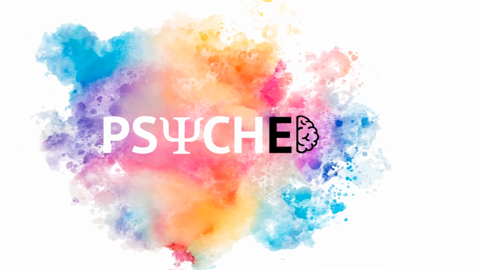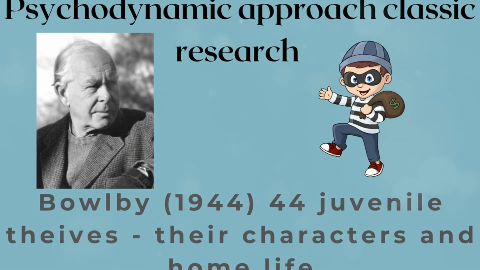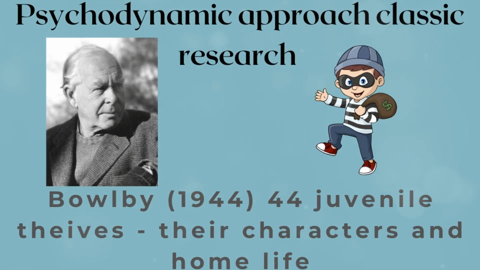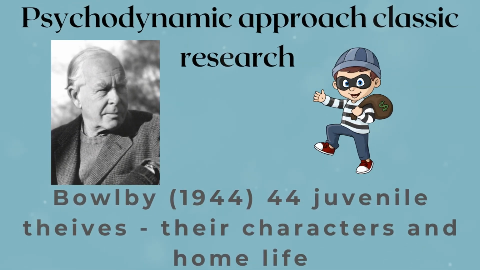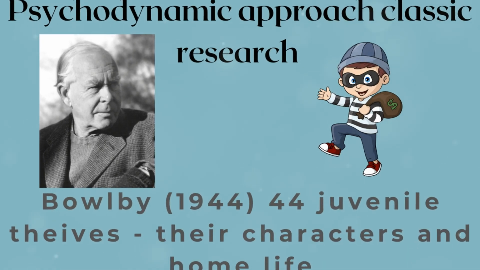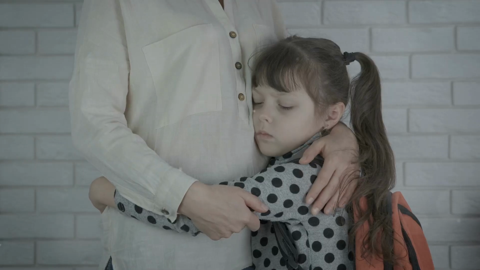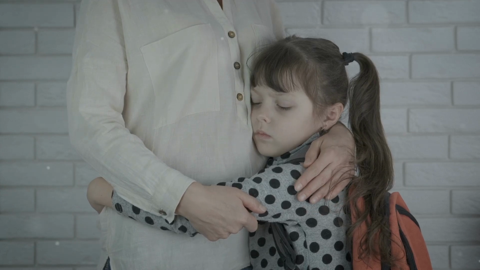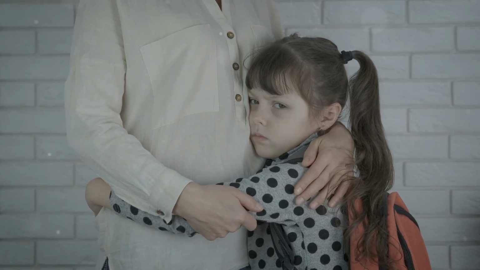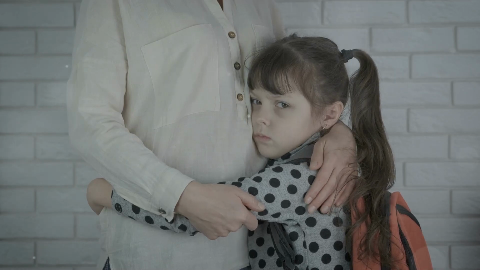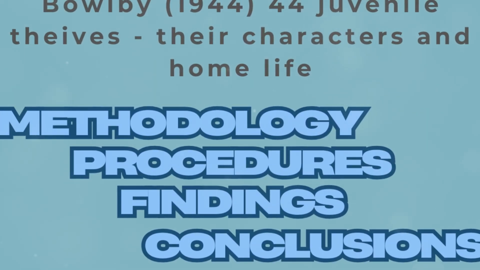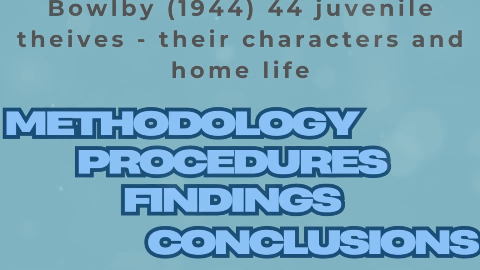Welcome to today's video. Today, we're diving into the psychodynamic approach, classic research, Bowlby's 1944 study, 44 juvenile thieves, their characters and home life. This research played a crucial role in understanding how early relationships shape emotional and social development. We'll discuss the methodology, procedures, findings, and conclusions in depth.